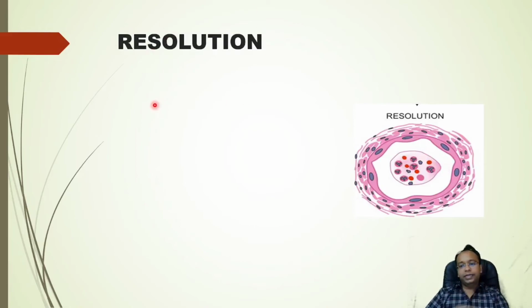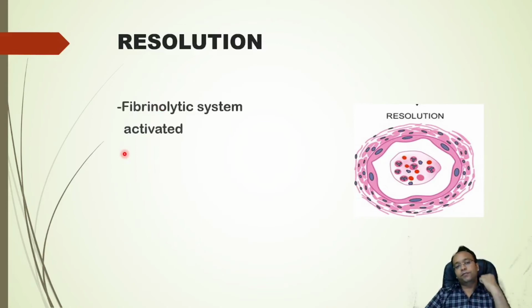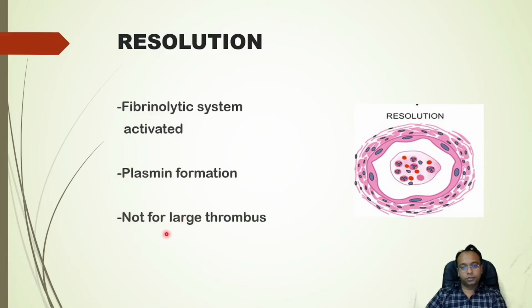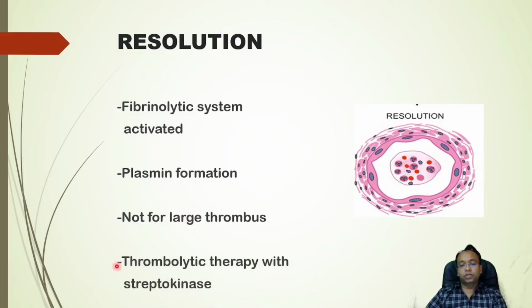First, we will see resolution. That is the ideal outcome, right? The fibrinolytic system is activated. Whenever a clot forms in our body, the endothelium will secrete fibrinolytic materials. The fibrinolytic system as well will be activated, right? So once they are activated, plasmin will form and it will dissolve the thrombus. It is not seen in large thrombus. Resolution is seen only in small thrombus mainly. And for inducing the resolution, you can give thrombolytic therapy in the form of streptokinase or urokinase, right? It will help in dissolution of the clot. So see, this is the resolution. It is not attached to the endothelium, it will resolve. All right. So that is the ideal outcome we want, right?